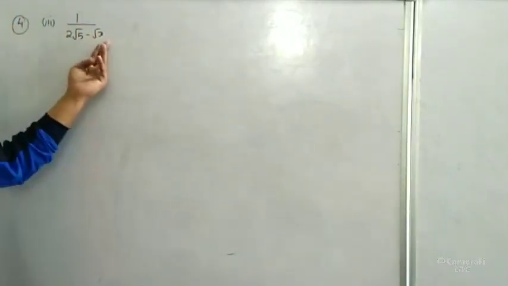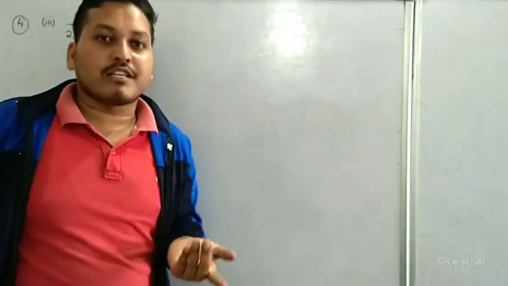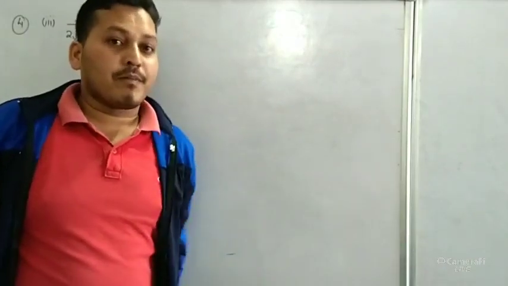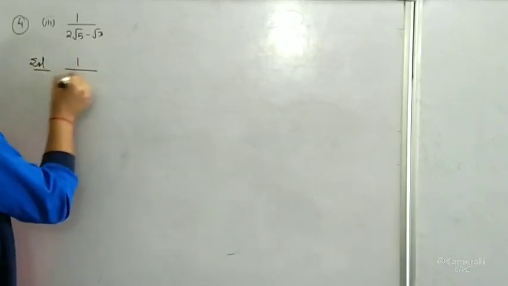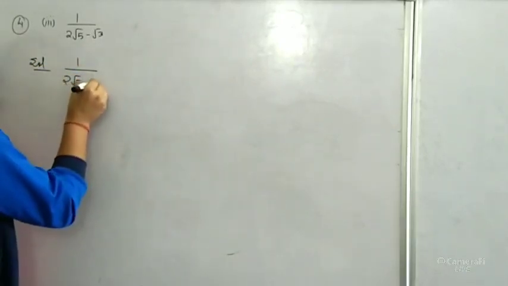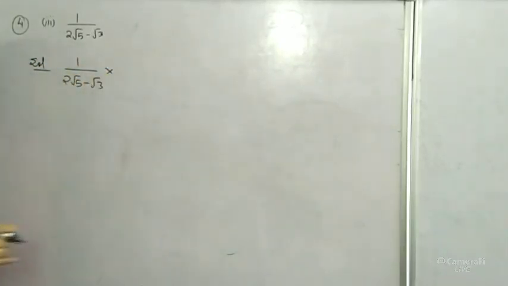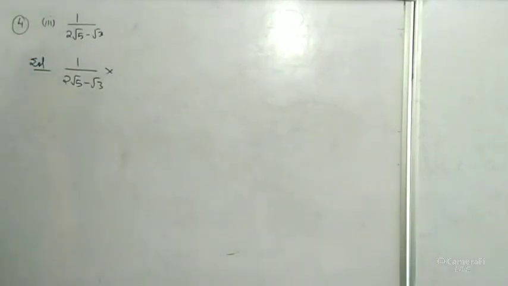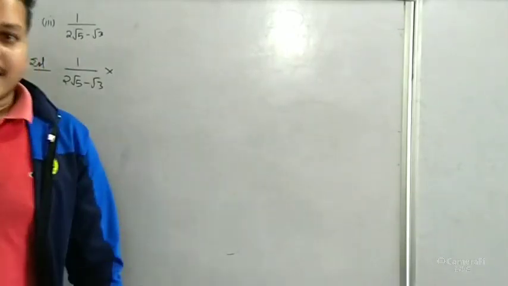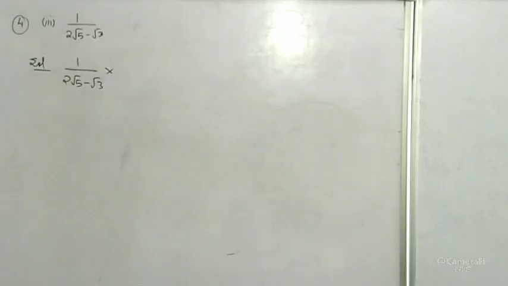Means the denominator is coming in the form of an irrational number, but there is the sign plus and minus. Okay, so the question is 1 upon 2 root 5 minus root 3. If anyone knows about this one, how can we solve this thing? So write in the comment section. I am waiting for your response. Please write in the comment section.